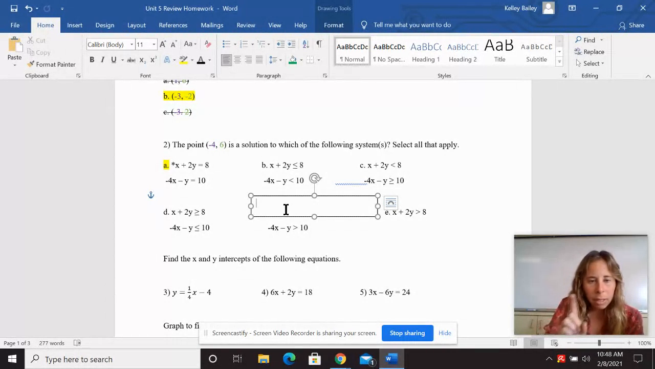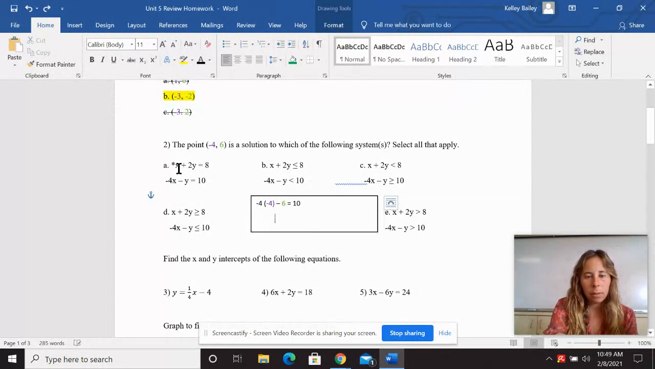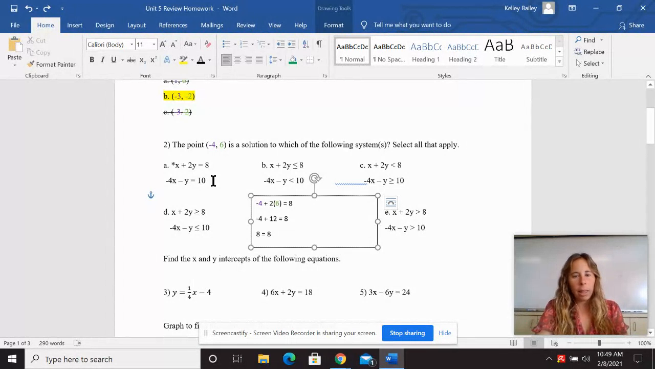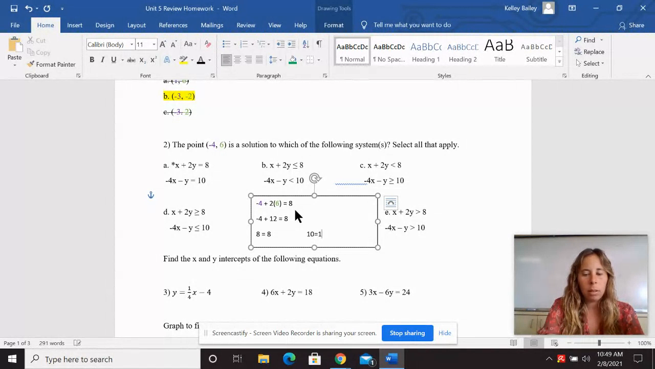Since these are all the same, I should have kept my work up, because you're just going to substitute in again. When we substitute it in for A, what do we get? Okay, so it works. That means we got 8 is equal to 8 and 10 equals 10 when we substituted in. This was the top equation, this was the bottom equation.